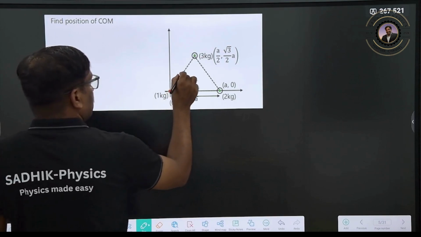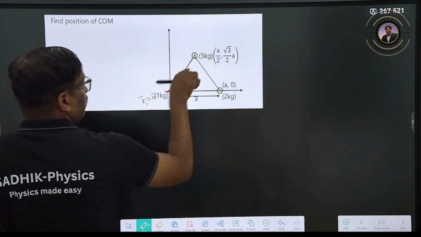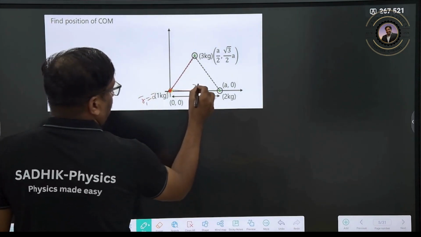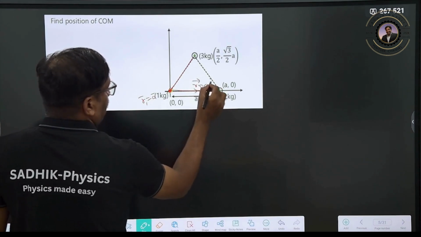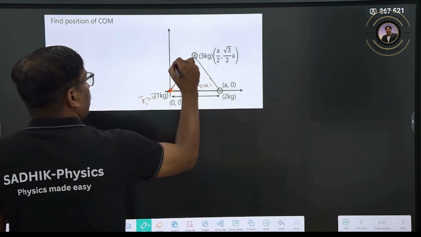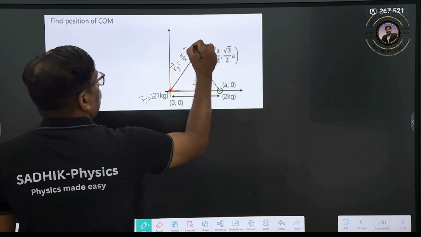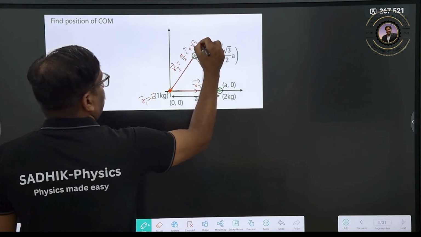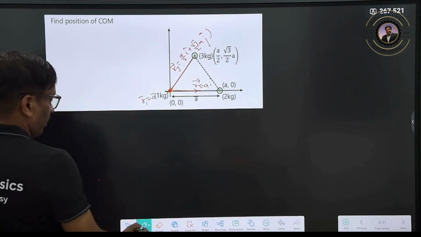Suppose this is r1, which is the 0 vector. Suppose this is your r2 vector. r2 vector can be written as a i cap. So this is your r3 vector: a by 2 i cap plus root 3 by 2 into a j cap. You know these points, so you can write down the vectors, right?